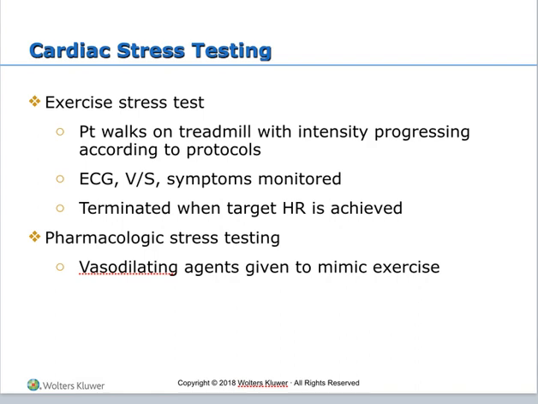If your patient is not able to walk on a treadmill, we can do a pharmacological stress test, where we give a medication to mimic the dilation of blood vessels that would occur if the patient was exercising, and then we look for the same symptoms in the patient.